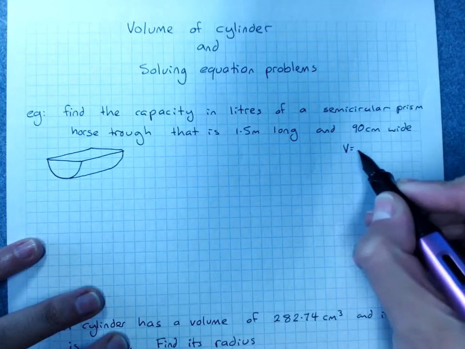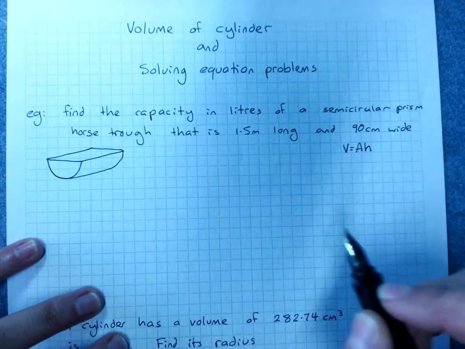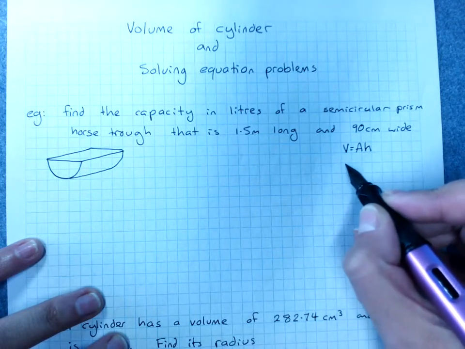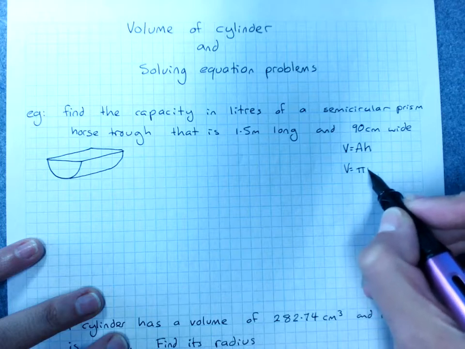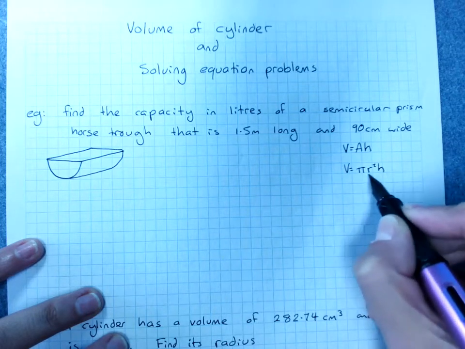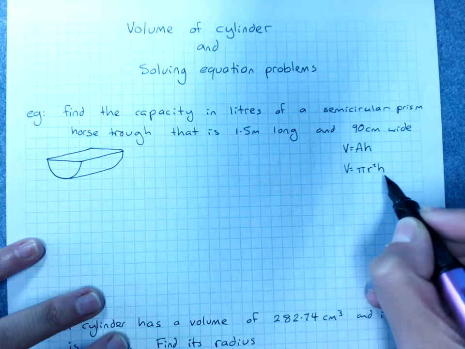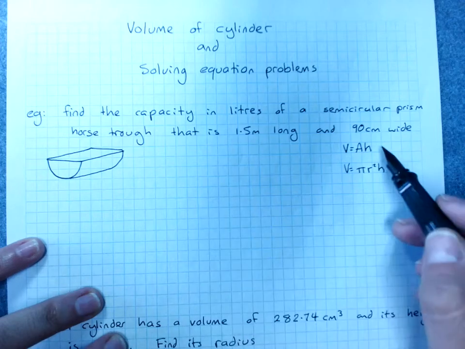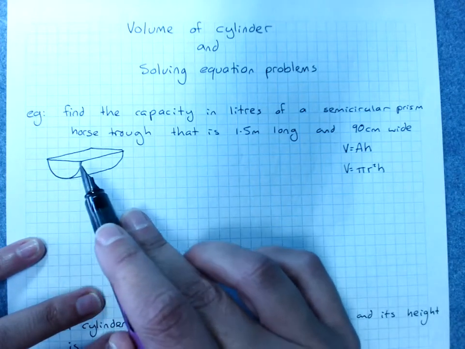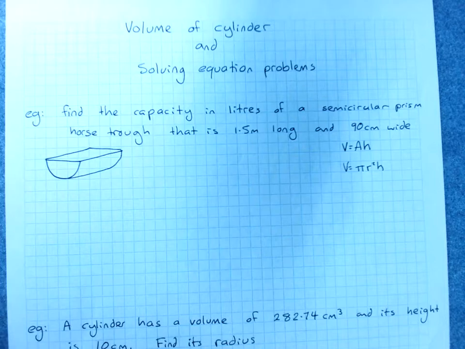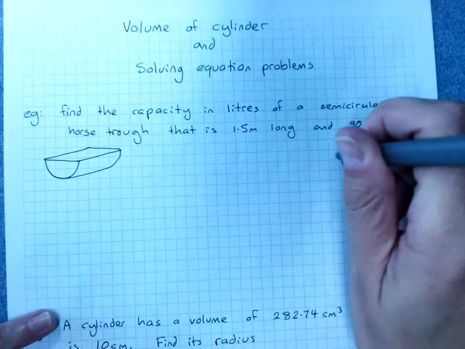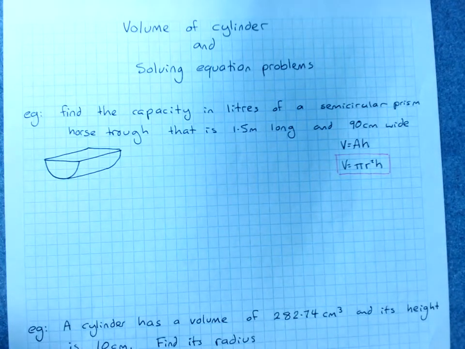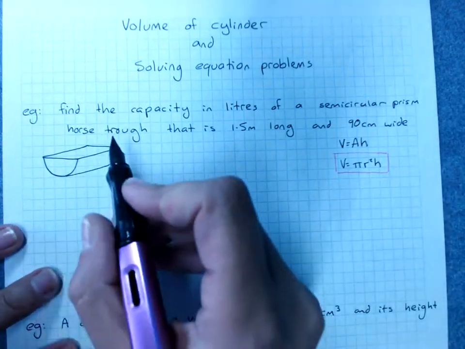Remembering, of course, that the volume formula for any prism is volume equals area times height. The volume for a full cylinder is pi r squared h, because this is the area of the circular end, times the height of the cylinder. But of course, we need to adapt either of those formulae to be a half circle in this case. So this is the volume formula for a full cylinder, but you will need to be able to change that. Label your diagram.